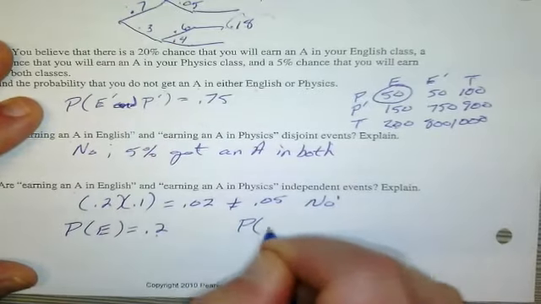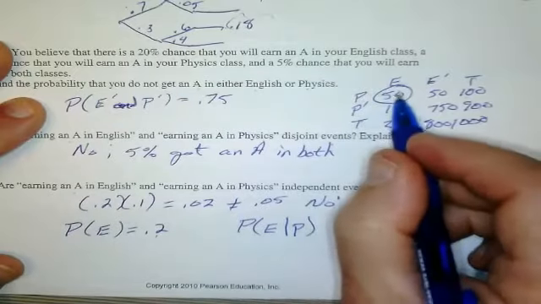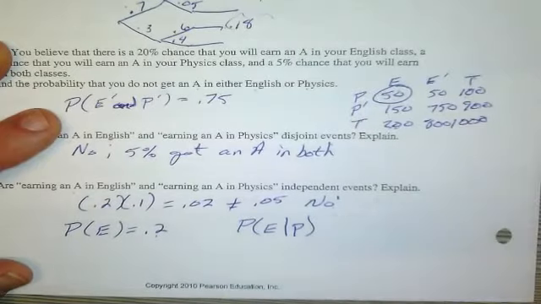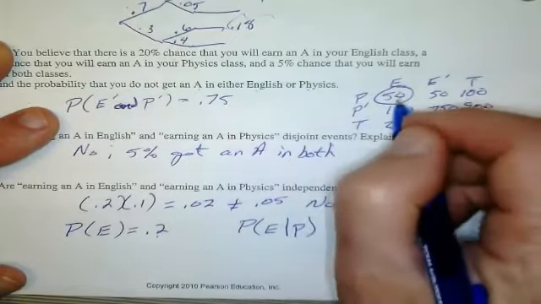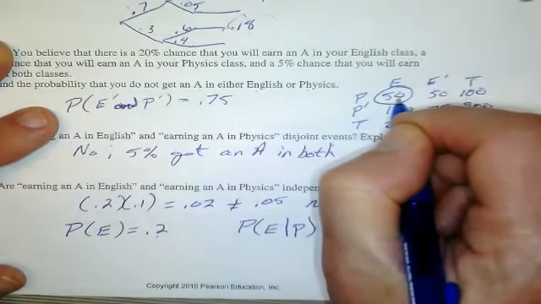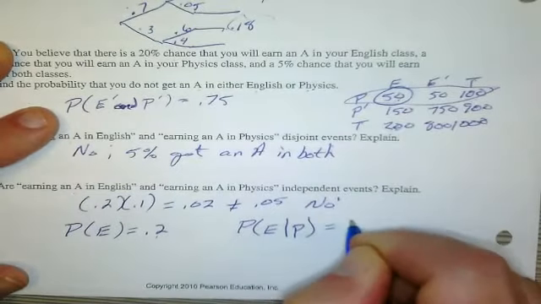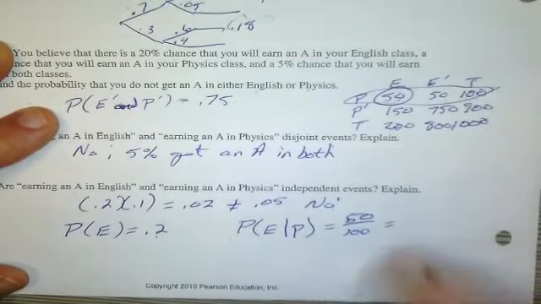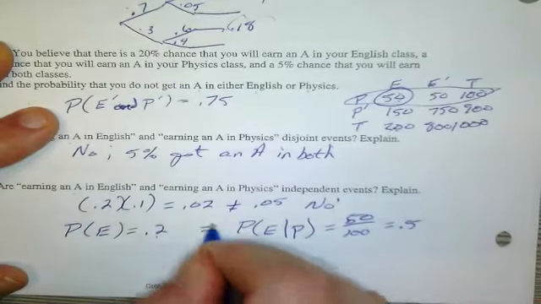Find the probability that you made an A in English given that you made an A in physics. Okay. English, given that you made an A in physics. Agreed? Everybody see that? I'm going to look at the probability of this. I made an A in English, given that also, so I'm looking at this row. So that's 50 over 100. That's 0.5. These two are not equal.